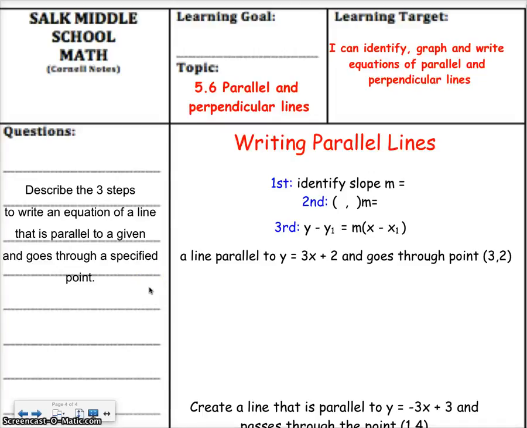Continuing on with our parallel lines concept, you are going to move to the next learning target, which is writing equations of parallel lines. It's going to be worded as: create an equation that's parallel to a given line and goes through a particular point. There's three main steps to do it. It is pretty technical. The biggest thing is you need slope. That's step one. You identify the slope.